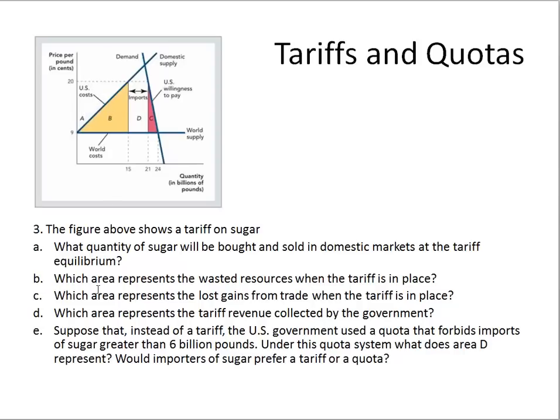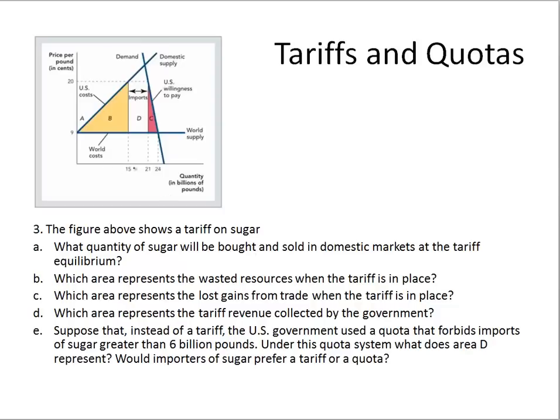Area B. Let's just run through these questions, and let's put it in green. What quantity of sugar would be bought and sold in domestic markets at the tariff equilibrium? So what quantity of sugar would be bought and sold in domestic markets?